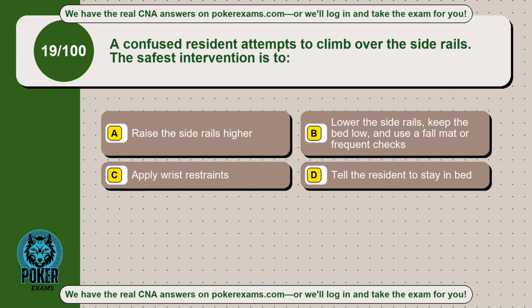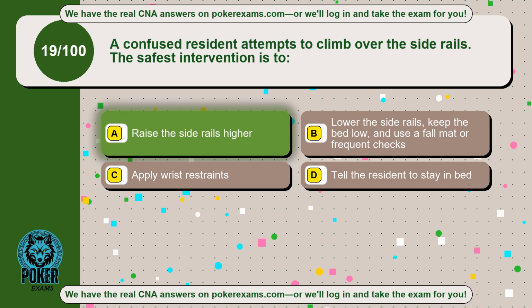Question 19. A confused resident attempts to climb over the side rails. The safest intervention is to: Option A, raise the side rails higher. Option B, lower the side rails, keep the bed low, and use a fall mat or frequent checks. Option C, apply wrist restraints. Option D, tell the resident to stay in bed.